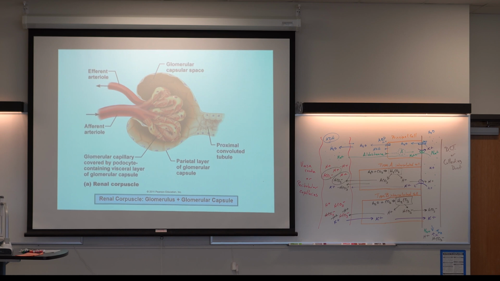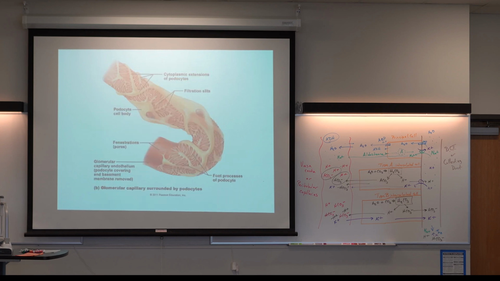The other thing that you can see is that as soon as we get away from Bowman's capsule and into this proximal convoluted tubule, the cell type changes. It goes from simple squamous to simple cuboidal. And you can even see that the apical surface of those cells has a bunch of microvilli, and that's just trying to increase surface area so reabsorption can occur along that proximal convoluted tubule.